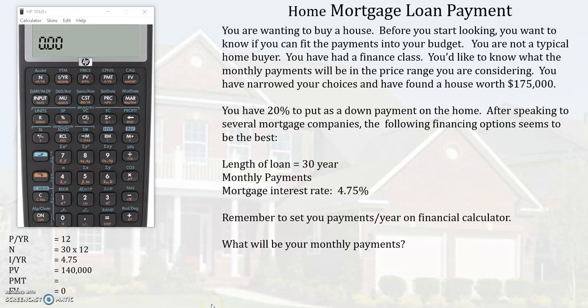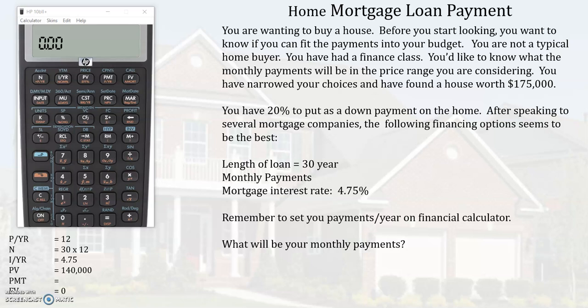Okay, I'm going to show you how to do a home mortgage loan payment using the HP10bii 2 Plus financial calculator. And so let's go over a scenario here. You're wanting to buy a house and you'd like to know what the monthly payments are going to be and the price range you were considering.